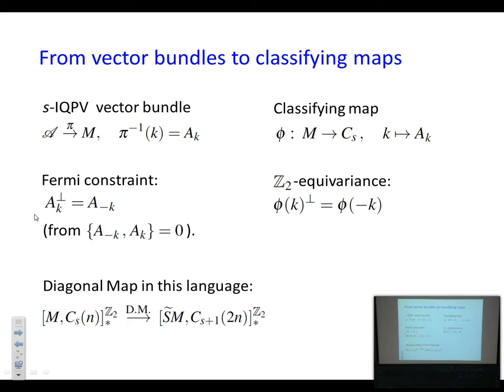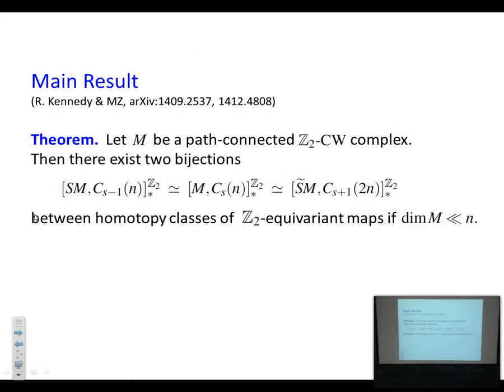In this language, the diagonal map takes a classifying map defined on momentum space M, going into the classifying space with S pseudosymmetries, Z2 equivariant, and also base point preserving. This is a technical detail. It adds one dimension, it adds one symmetry, and it doubles the number of bands. That's what it does. And we have proved that this is actually a bijection.